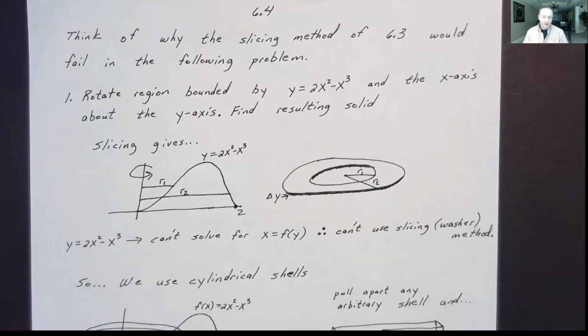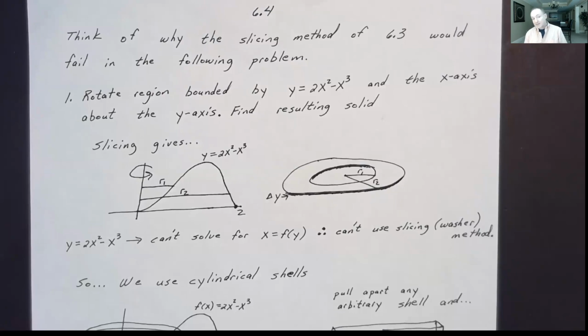And with the slicing method, we either have the simple surfaces where we can do the disk method, where there's just one radius because the entire region is connected to the axis of revolution, or where we had to do the washer method because the region that we were rotating about the axis of revolution was disconnected from the region. So we had an inside radius that we had to hollow out from the outside radius.